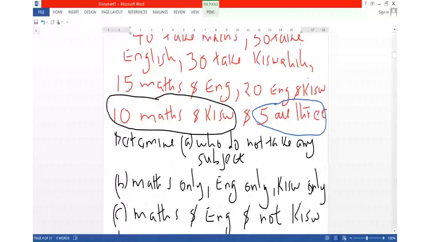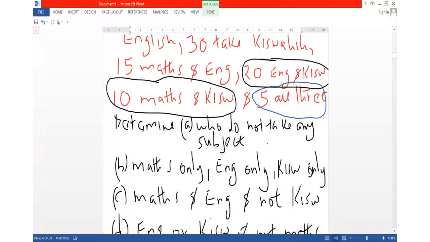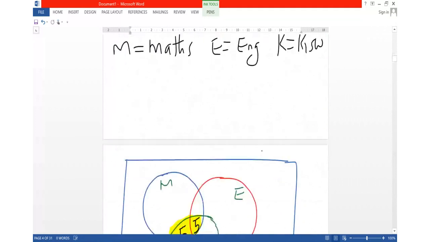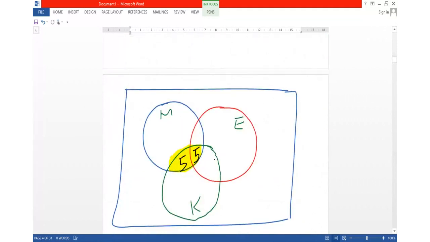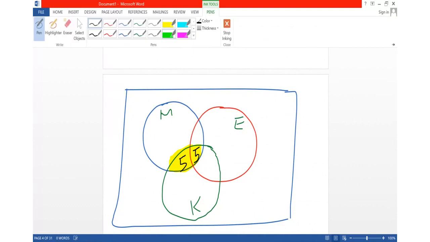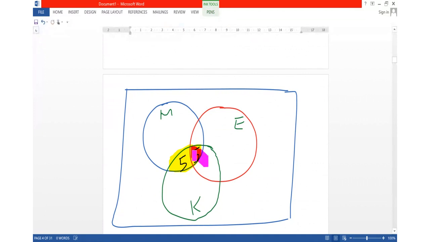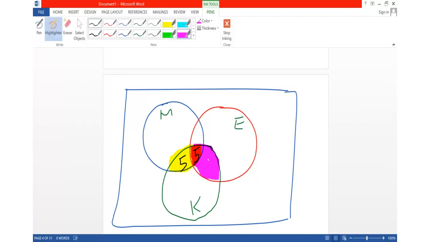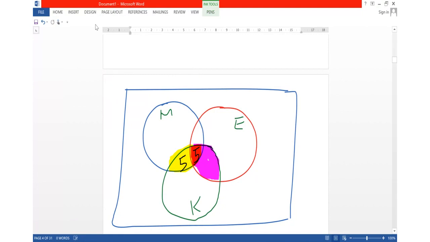Let's go to English and Kiswahili. English and Kiswahili, they are 20. Let's go down. English and Kiswahili. Let me put it in a different color. This one here, this is the intersection. Already we have listed 5 and we need 20. So the remaining ones are how many? We need 20, already we have listed 5. So the remaining one will be only 15. When you subtract 20 minus 5, you get 15.